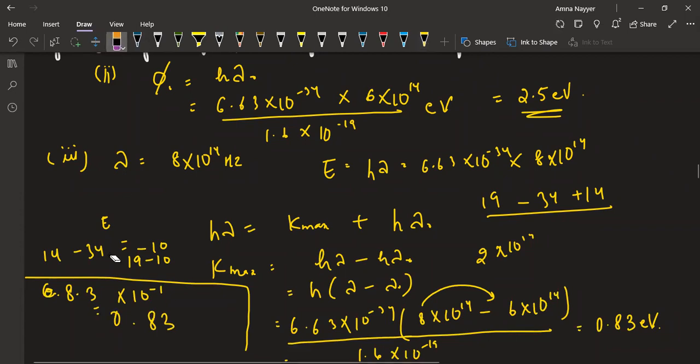Understood, Fahad? See, I'll write it more clearly. Okay, got it? Yes, yes. 8.3 into 10 to the power minus 1. Okay, thank you so much.